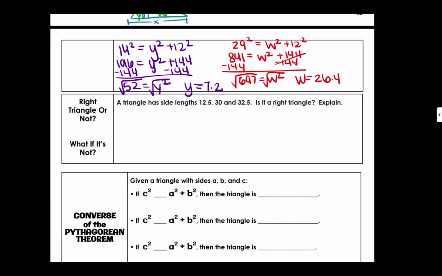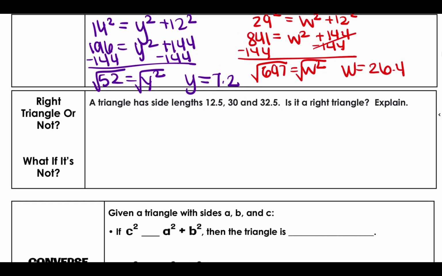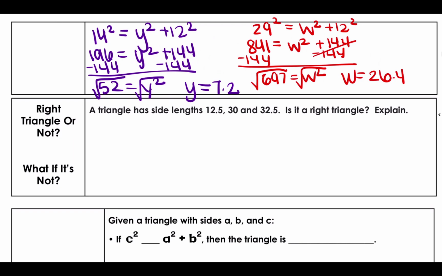Okay, a triangle has side lengths 12.5, 30, and 32.5. Is it a right triangle? So how do we know if it's a right triangle? Well, one way to check is to see if it satisfies the Pythagorean theorem. So our base value, remember that's always your C, 32.5. We'll see how that compares to 30 squared plus 12.5 squared.